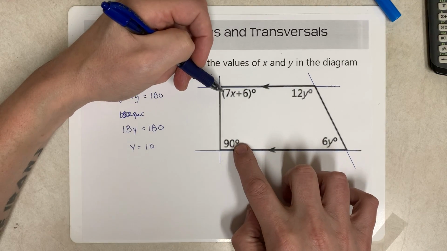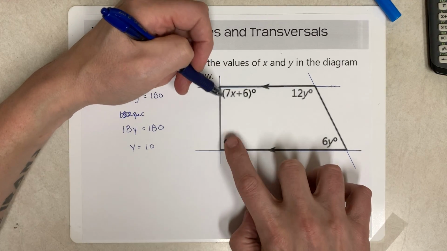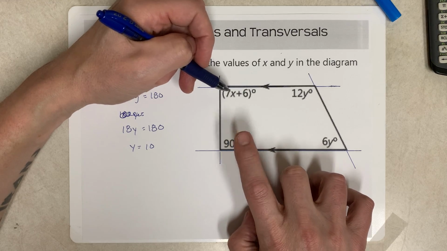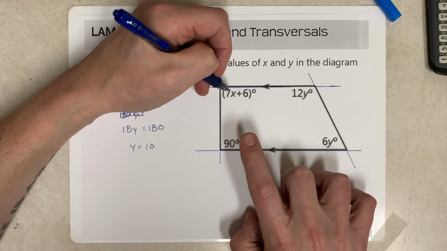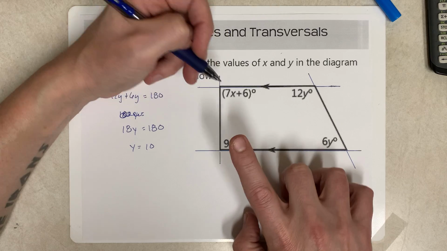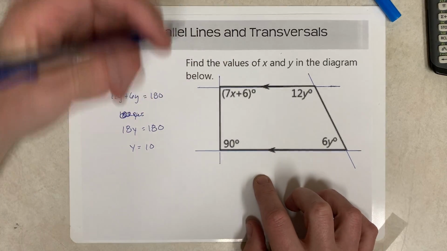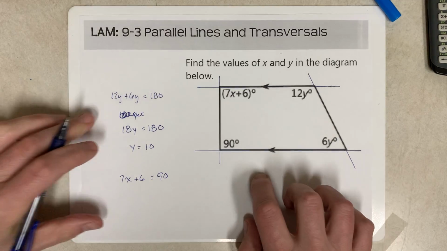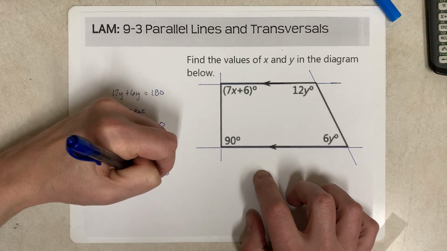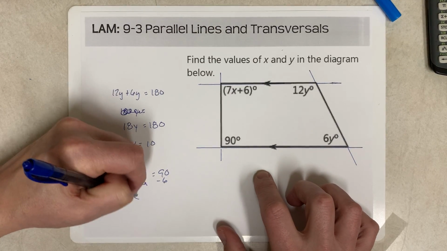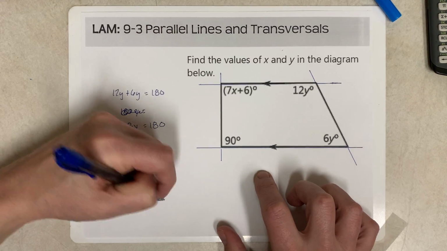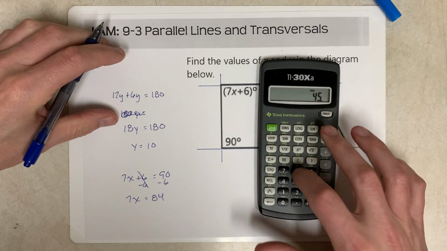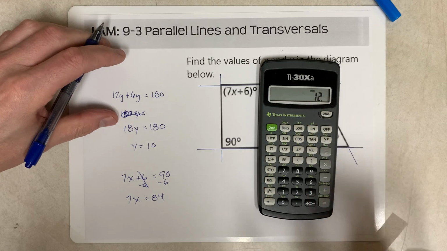These two have to be 90 degrees also, because these two are consecutive interior. So these two guys have to be supplementary. So if that one's 90, then that one has to be 90. So 7x plus 6 equals 90. Okay, so if we subtract 6 on both sides, you get 7x is equal to 84. If you take 84 and divide it by 7, you get 12.